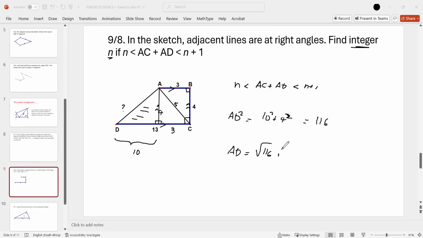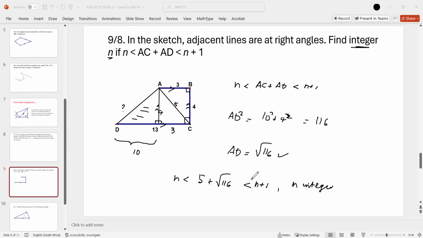So now you got AD and you got AC, which is 5. So I want to find N such that AC, 5 plus square root of 116, is less than N plus 1. And N is an integer. So how do you calculate this integer?